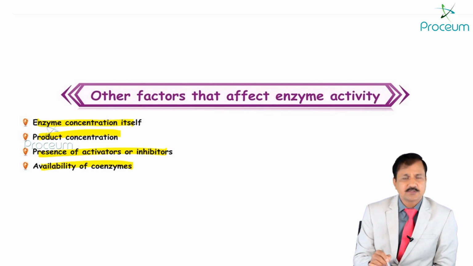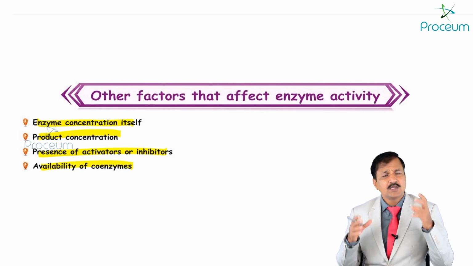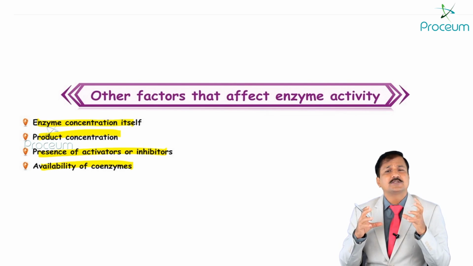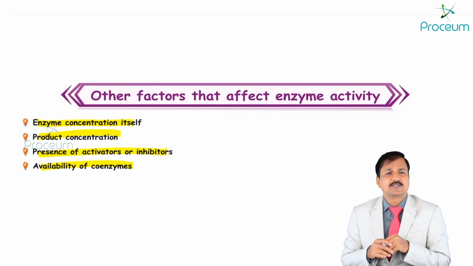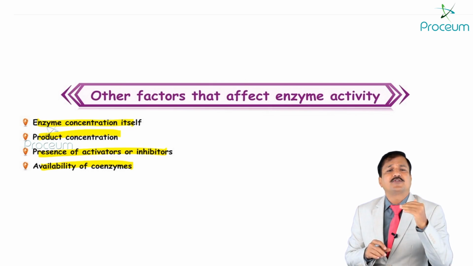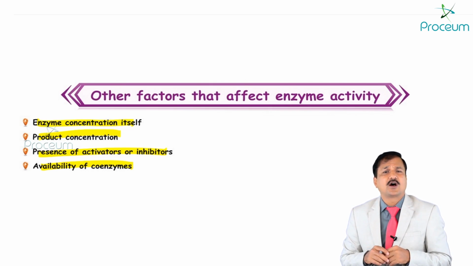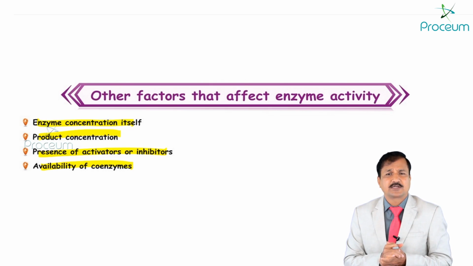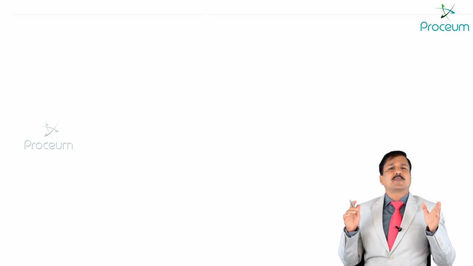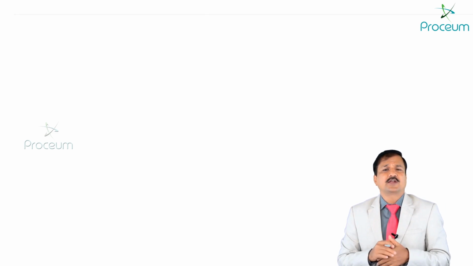Then, availability of coenzymes, co-substrates and cofactors. All these molecules will enhance enzyme activity. Optimum activity of the enzymes can be reached when sufficient coenzymes and cofactors are present. So these are the other factors that affect enzyme activity. That's about the factors that affect enzyme activity.